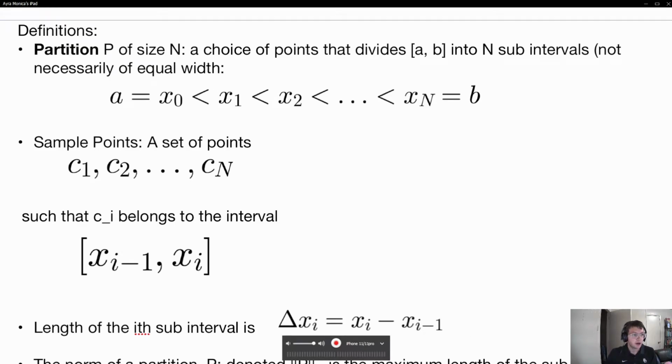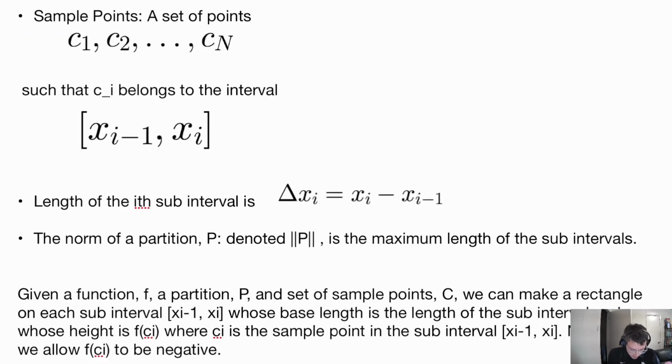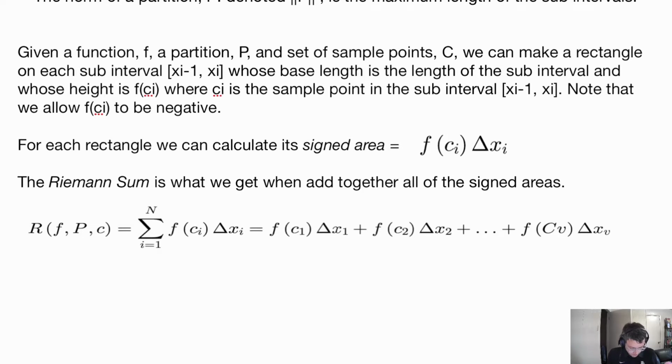The question now is, what do we do with our sample points once we have those? So, given a function f, a partition P, and a set of sample points C, what we do is we make a rectangle on each subinterval, and the base length of the rectangle will be the length of the subinterval. The height of the rectangle will be the height of the function at our sample point in the subinterval.